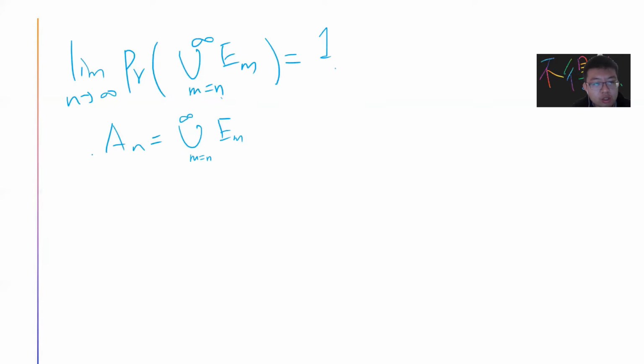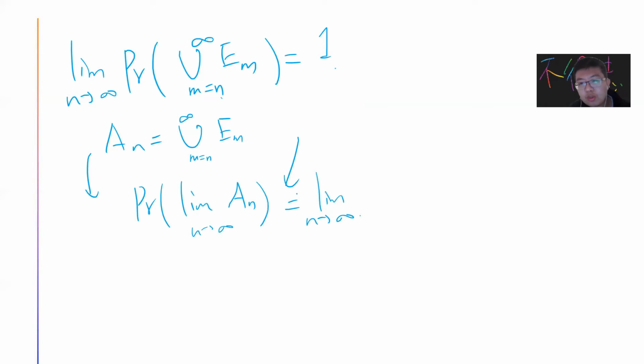Then you can use the monotone convergence, so the probability of the limit is the same as the limit of the probability. This is using the monotone convergence because this An is decreasing, right? For n increasing, the union set will lose one of its sets. So your An is decreasing and bounded below, and the probability is bounded above and below. So you can use the monotone convergence.